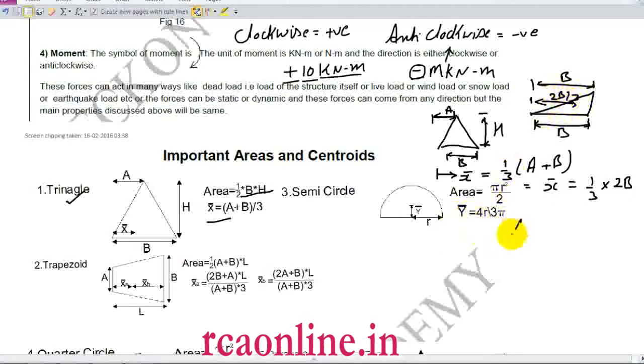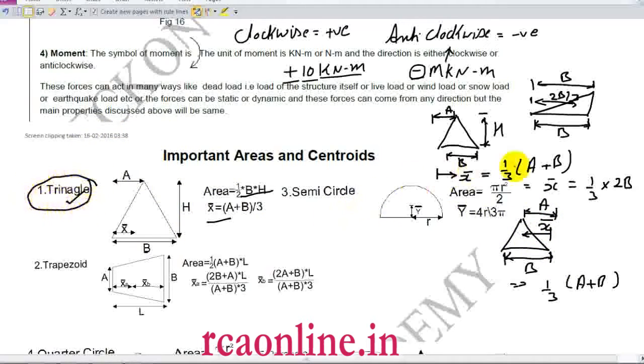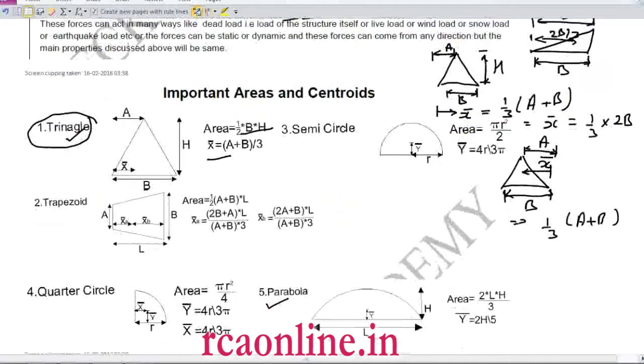Same you can apply the formula if apex is calculated from here. If apex is calculated from here, then you will get 1 by 3 (a plus b) again, but apex is from this distance. X bar is calculated from right hand side, not from left hand side. So this is a good formula. I request you to please remember it. So I will be directly using these things.